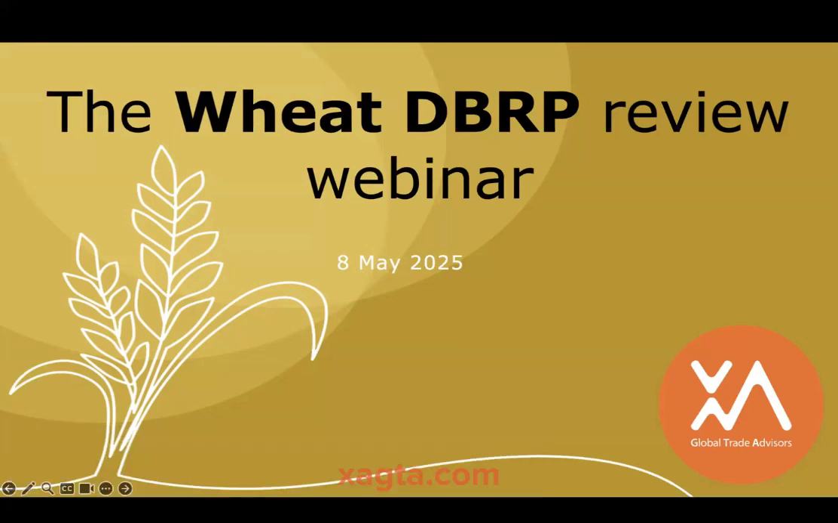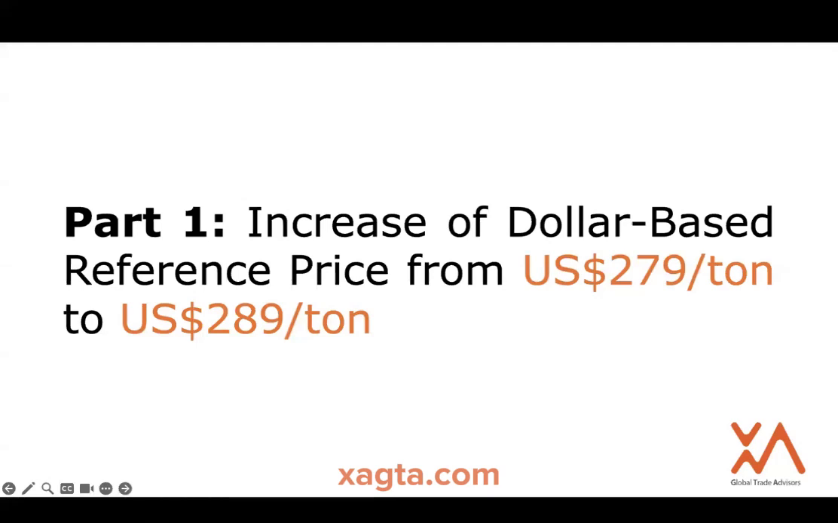So let me perhaps just kick off by making sure that we all have a common understanding on what is being requested here. So right now, the dollar-based reference price is $279 per ton, and they're asking to increase it by $10 a ton. So it's important for those of you who don't perhaps understand how exactly this works. Let me take a minute to explain to you what is actually going on here.